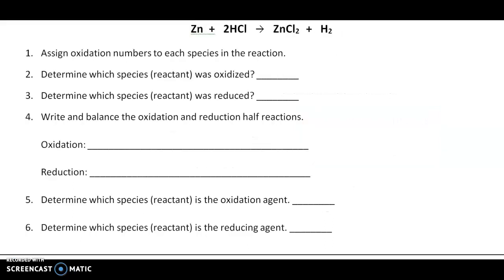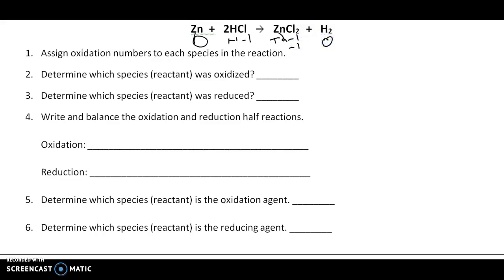Okay, we are going to do another practice problem. So in this problem, we have zinc reacting with hydrochloric acid to form zinc chloride and hydrogen. So to assign oxidation numbers to all the species, I'm going to just go through this quickly because I'm running out of time. Zinc is neutral, hydrogen is +1, chlorine is -1. Here we have zinc is +2, and each chlorine is -1, and hydrogen is 0.